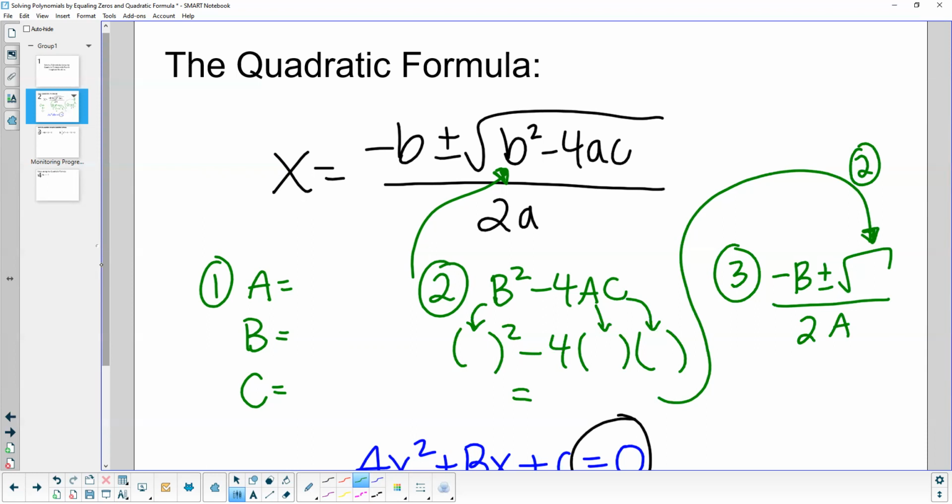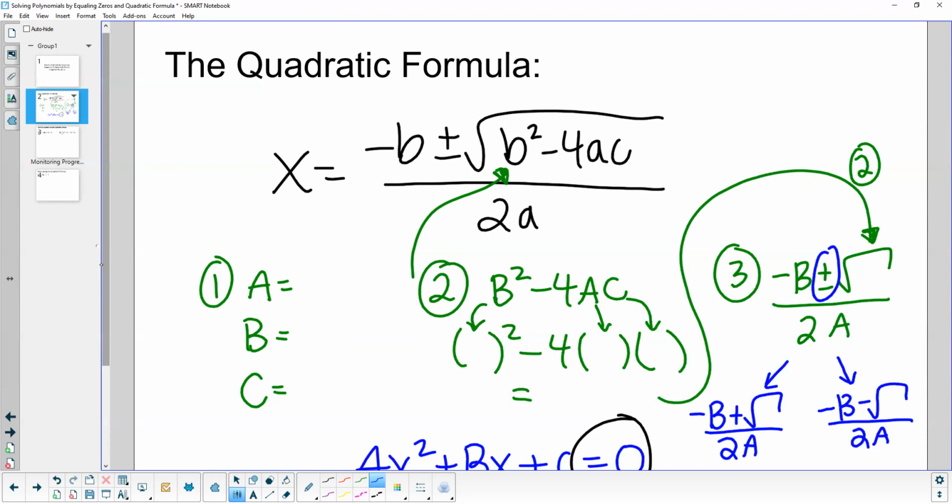Now, once you have these steps, it will tell us our answers. This plus or minus symbol here is what gets a little bit weird. This actually means that we're going to get 2 answers from it. We're going to get negative b plus the square root of whatever that is over 2 times a, and we're going to get negative b minus the square root of whatever that is over 2a, right? So both of those answers will come out.